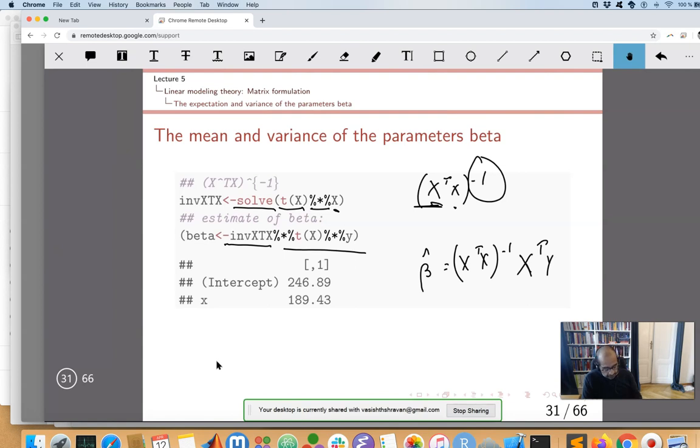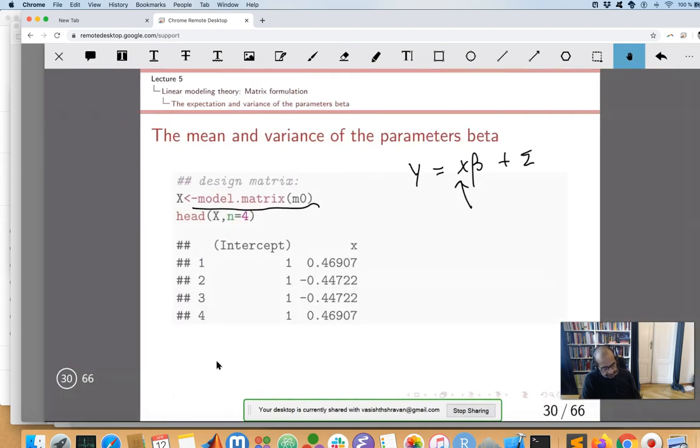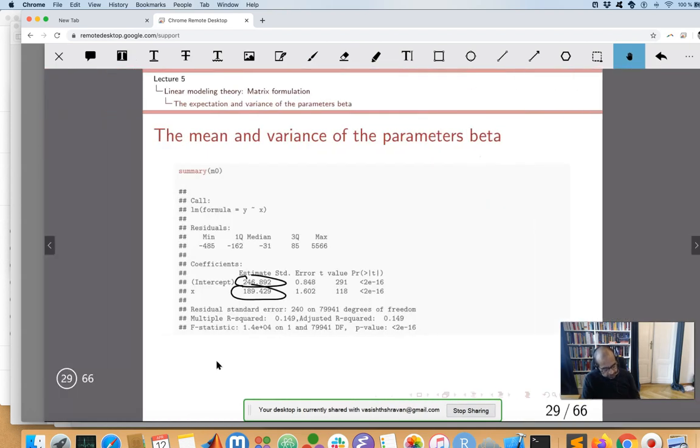and lo and behold, the beta parameters that I estimate are exactly the same. I hope I'm right about this: 246 and 189, right? So let's go back. 246 and 189.